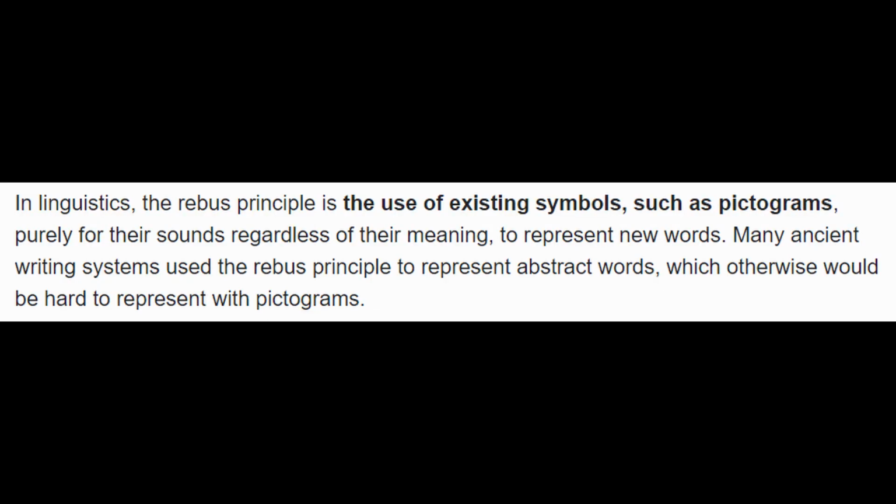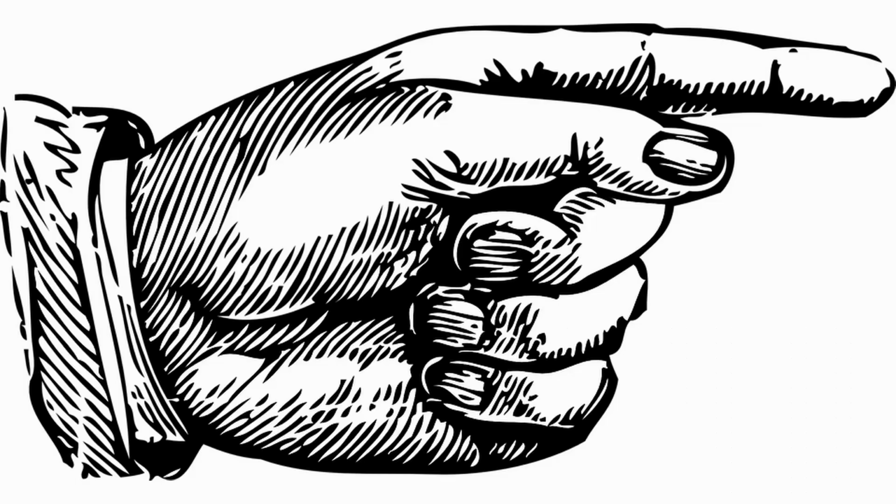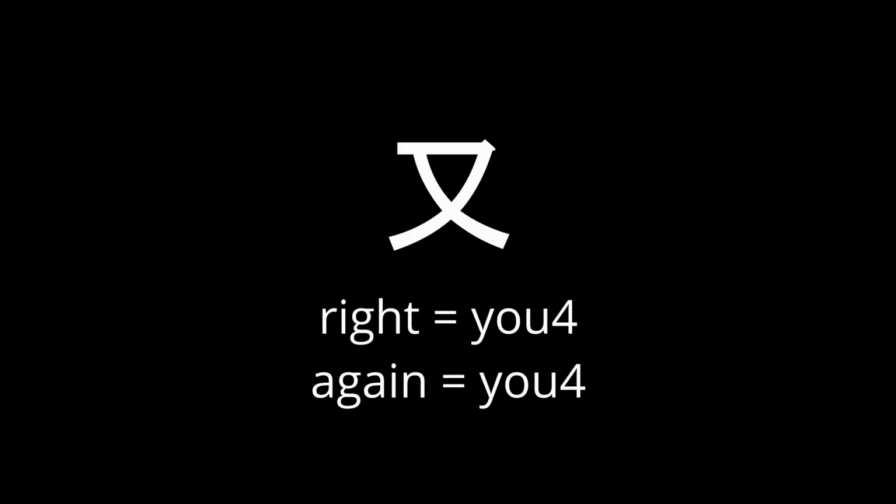Rebus characters follow the rebus principle of using one character to write something down that has the same pronunciation. For example, the character you in Chinese originally had the meaning of right, but was then later adopted to mean again, due to having the same pronunciation. As you adopted the common meaning of again, changes were made to draw a distinction between the two characters, adding the mouth to form the character we use today, you.